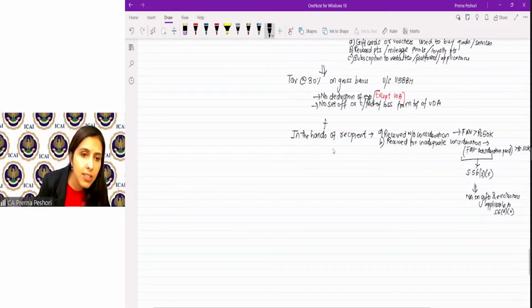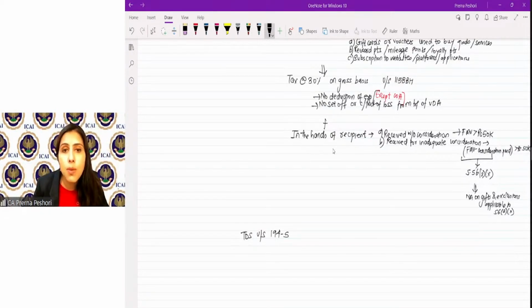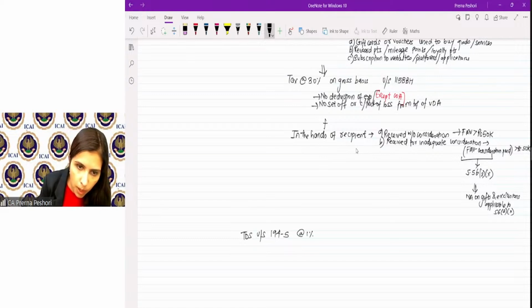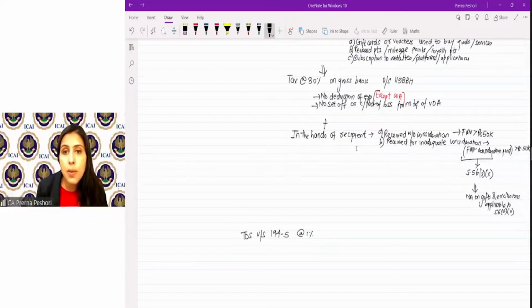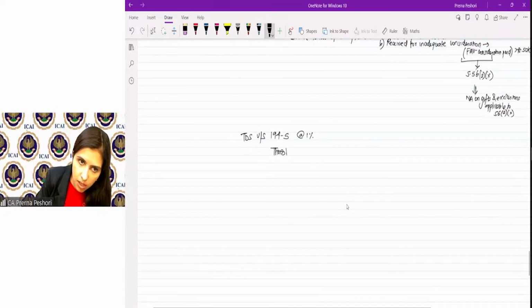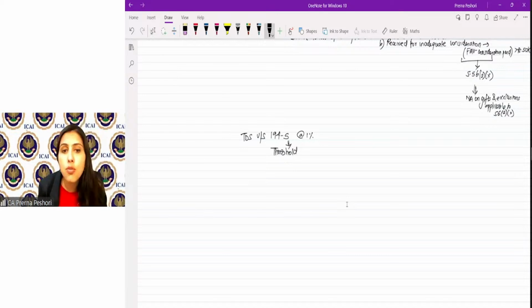Also, there will be TDS under section 194S. The TDS will be at the rate of 1% at the time of credit or at the time of payment, whichever is earlier. Okay, so the TDS is going to be deducted under 194S. And again, for that, they are saying that the TDS is not applicable in situations where the threshold limit is not crossed. So what is the threshold?